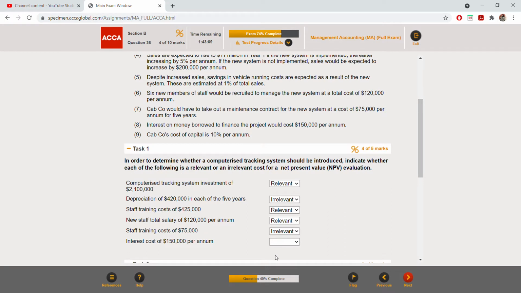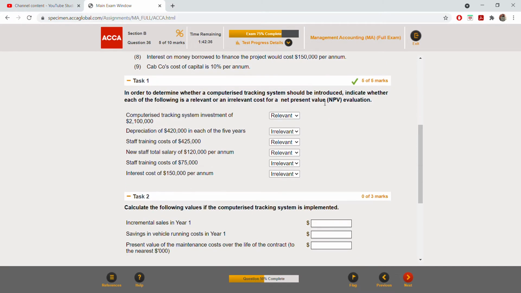Now comes the interest cost. Interest cost is irrelevant. You can see you have been given 5 out of 5. Why is interest cost irrelevant? The net present value is discounted at the company's cost of capital. So this cost of capital already takes account of that interest cost, because we have debt and all when we are calculating cost of capital. So when we are calculating cost of debt, we take that interest there. That's why it is irrelevant, because it is for the net present value.